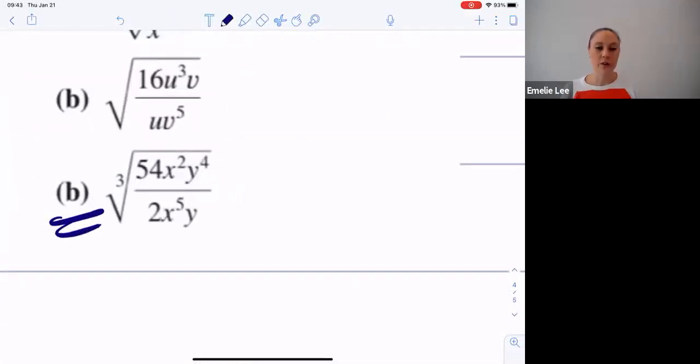So we're going to do the third root. The third root is on everything, right? You want to pay attention to what the root is on, but it's on 54 times x squared times y to the fourth divided by 2 to the x to the 5 times y.